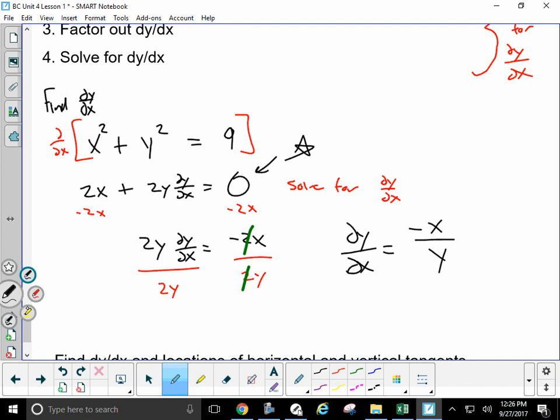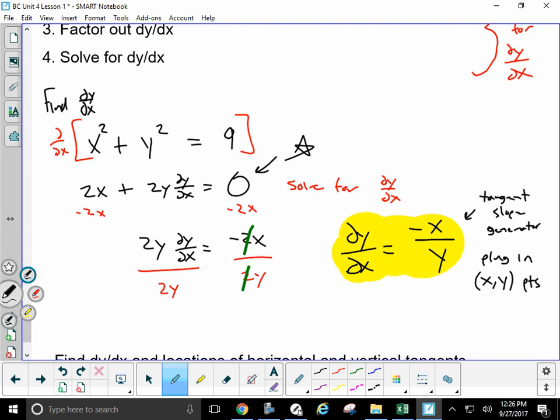Okay? This is our tangent slope generator for x squared plus y squared equals 9. In this case, we would be plugging in x, y's, because we need an x and a y. We'd plug in x, y points that work in our original equation, that are on the graph of our original equation, into this.